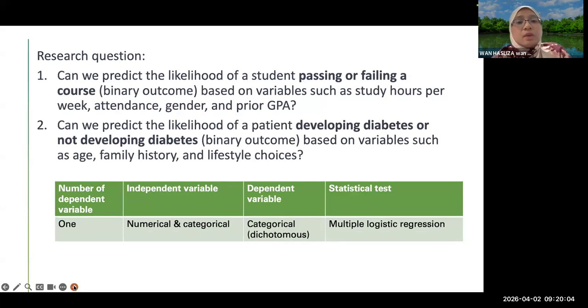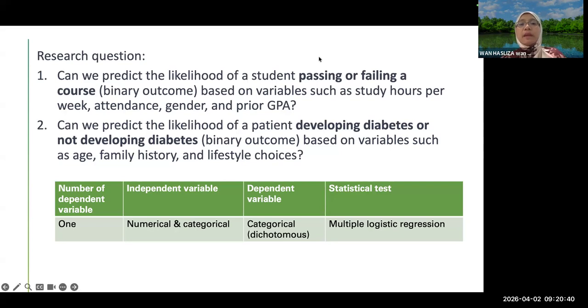Next. Can we predict the likelihood of a student passing or failing a course, based on variables such as study hours per week, attendance, gender, and prior GPA? So you want to see the student, the outcome is pass or fail. Now I have only one dependent. I want to see the student either pass or fail. So only one category, and it's categorical data, which is I only have two. Pass or fail. So there are only two categories.